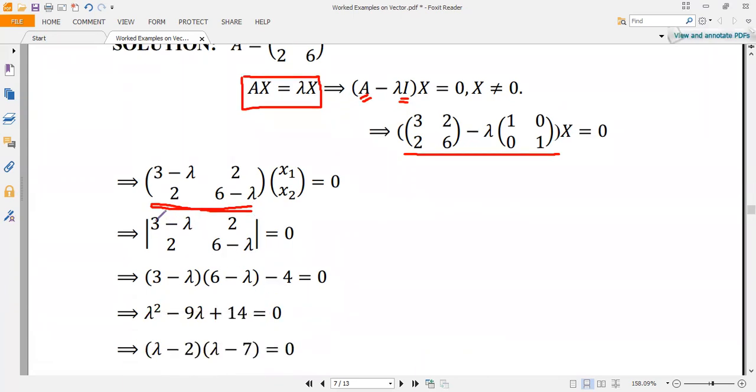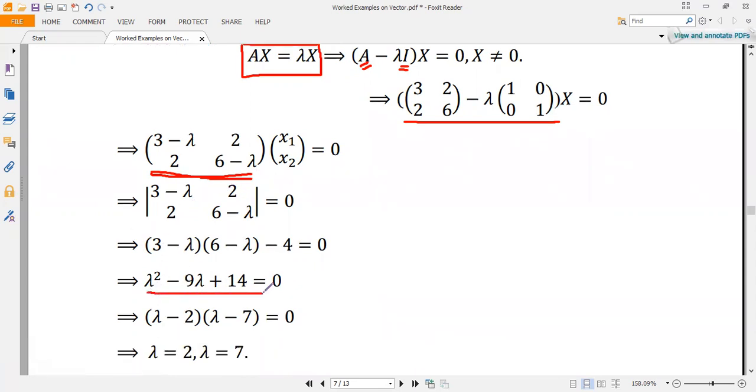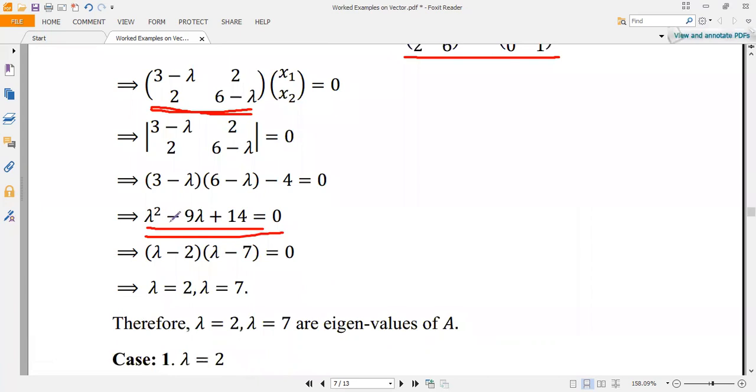This determinant is obtained by (3 minus lambda) times (6 minus lambda) minus 4, which is 2 times 2. This is said to be the characteristic polynomial or the characteristic equation of the given matrix. Then factorizing this, what are the numbers whose product is 9 and whose sum is minus 9, which are minus 7 and minus 2. So (lambda minus 2) times (lambda minus 7) is equal to 0, so the eigenvalues are lambda is equal to 2 and lambda is equal to 7.